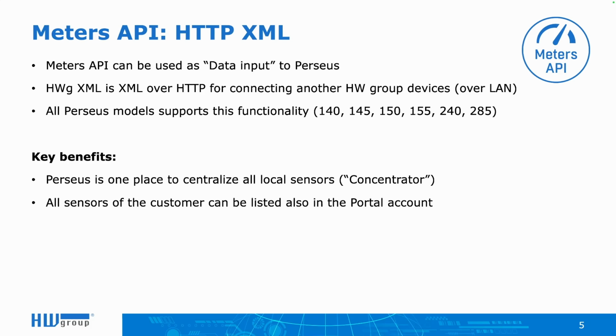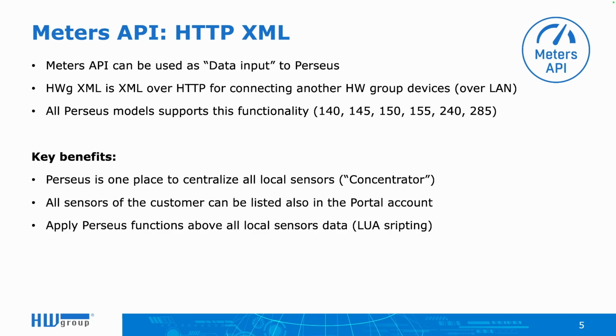By connecting a device as a meter to Perseus, you gain the ability to apply all of Perseus' powerful functionalities to the variables from that device. You can use the system of conditions and actions, the scheduler, or utilize these variables in Lua scripts. This allows you to significantly improve and extend the functionality of your other HW Group devices.